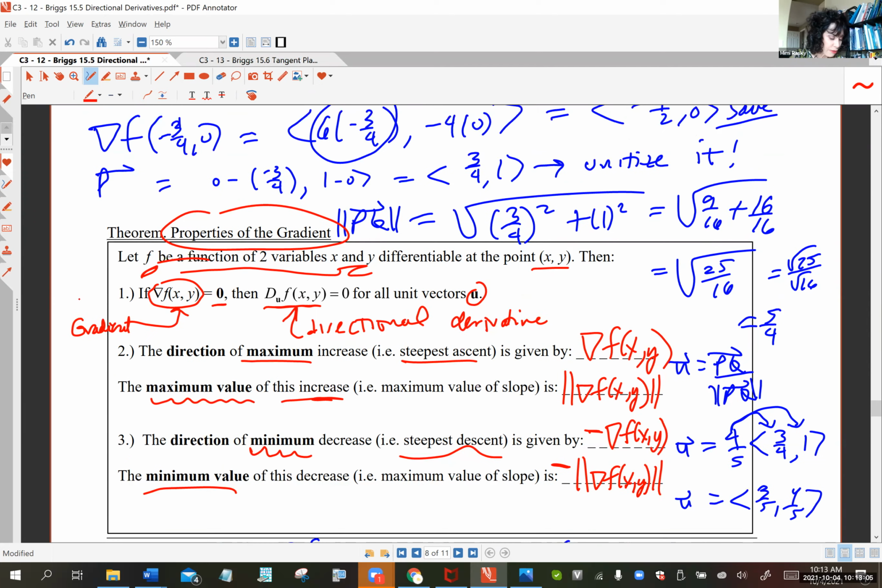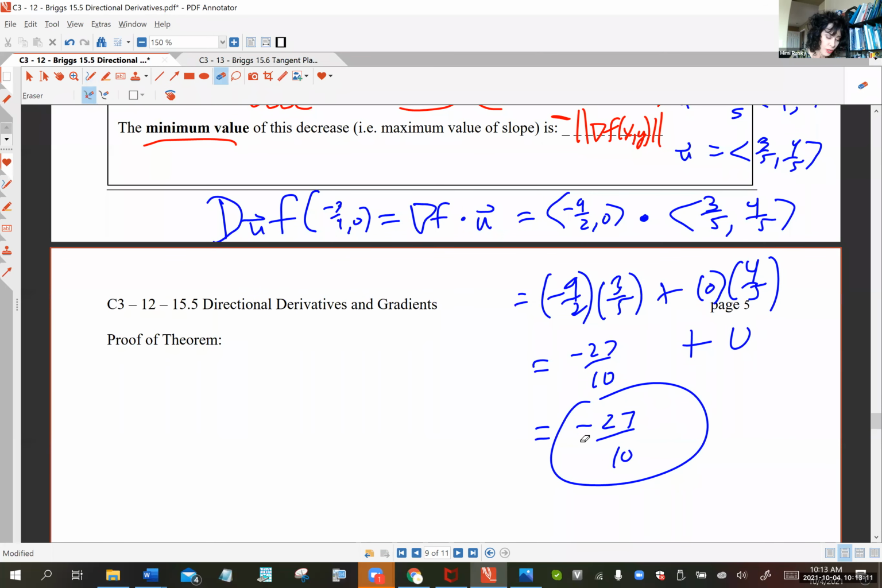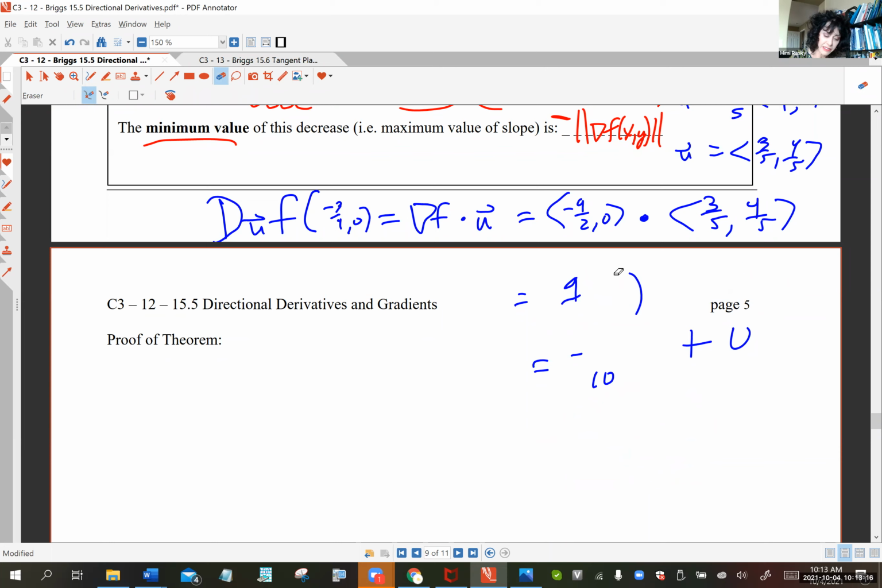So let's do part one first. Part one's easy to prove. So part one basically says, hey, if your del f, your gradient, is the zero vector, then things aren't very interesting. Your directional derivative will be zero and it's not that fun.